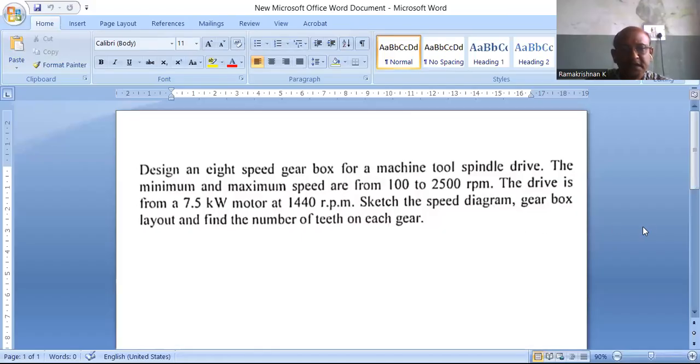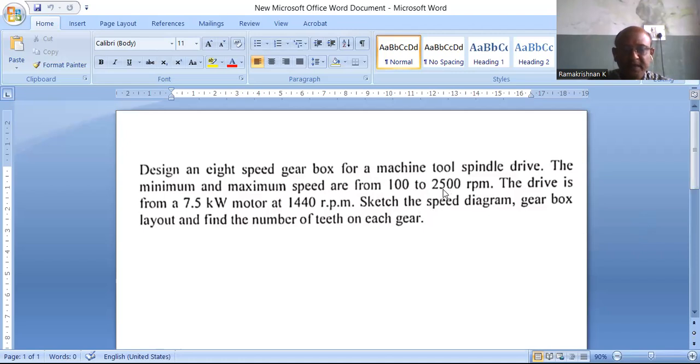Students, in this session, let us learn how to design a gearbox, this 8-speed gearbox. So, by considering this problem, let us learn how to design the gearbox. The gearbox is used as per the question. It is used for the machine tool spindle drive. Here in the question, the output speed required is 8 speeds.